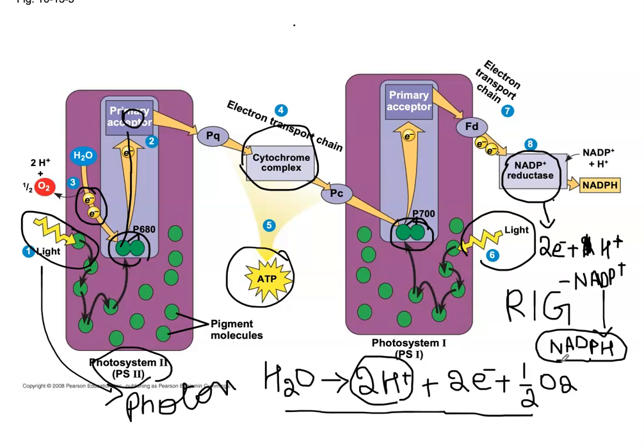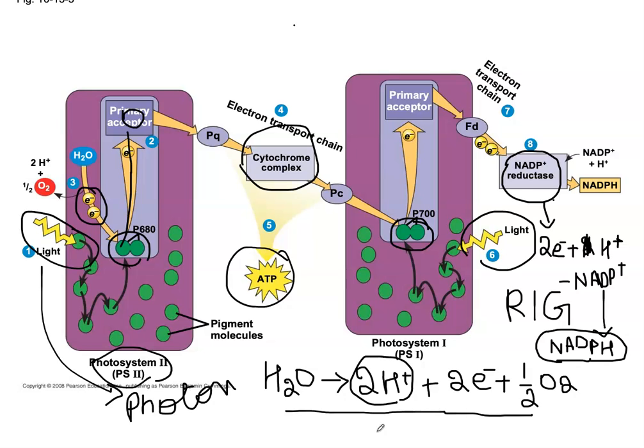Just to recap, light comes in, the water molecule is split. As the water molecule is split, O2 is generated and leaves the system, and 2 electrons and 2 H pluses are generated. The electron then absorbs the amplified energy from the photon. Remember when we were talking about the photoelectric effect? It jumps up to the next orbital, is accepted by a primary acceptor, and goes down the cytochrome complex. As it goes down, it loses some energy, and that energy is used to make some ATP.